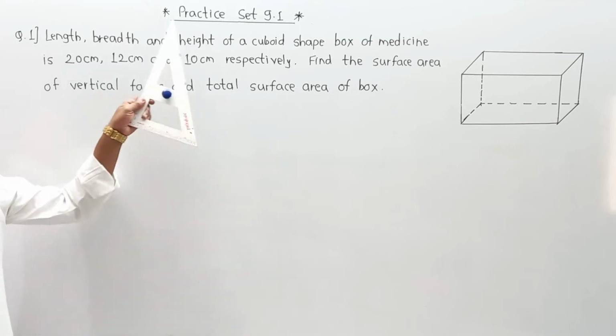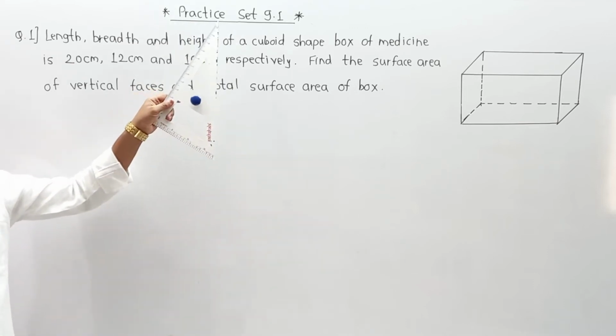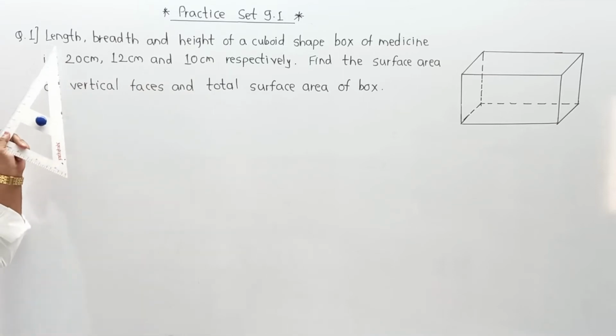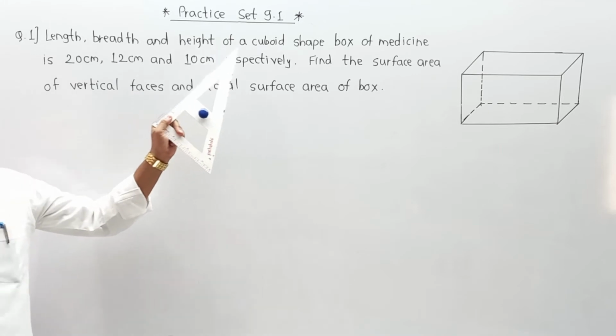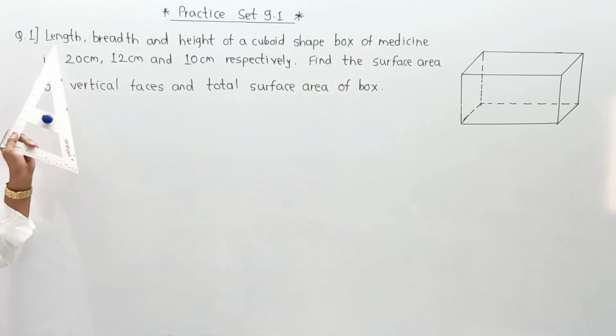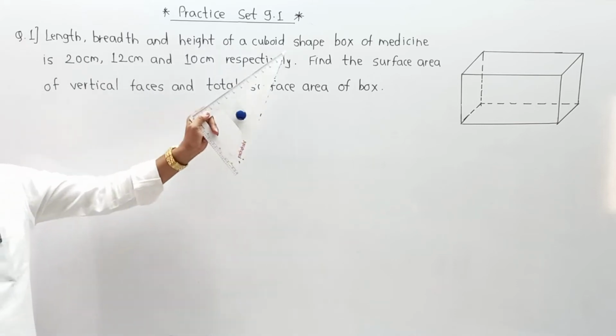Now we are going to start practice set 9.1. In that case, our first question is: length, breadth and height of a cuboid shaped box of medicine. Once again, length, breadth, height of a cuboid shape.